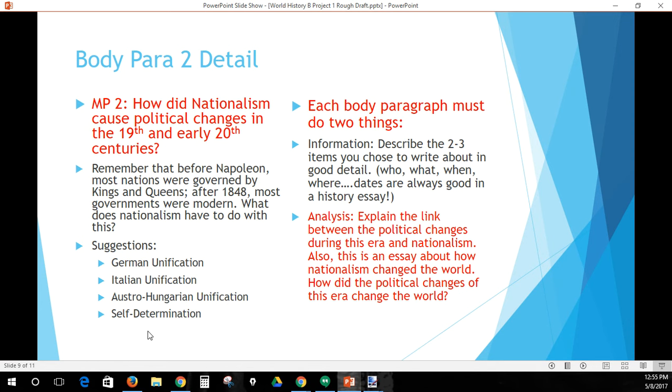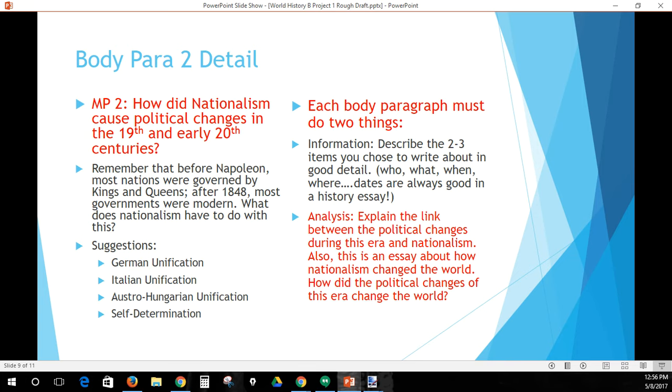Just like the body paragraph before, 2 things. Provide information about these subjects over here, and then second, provide analysis. What was the link between nationalism and all of these things? For example, Germany was a whole bunch of itty-bitty countries, and Napoleon came along and he whooped them pretty easy because they were all these itty-bitty countries that weren't allied. After Napoleon, everybody says, you know what, we're tired of this. We want to be one united Germany. Well, what role did nationalism play? They got tired of being whooped in wars. They wanted to be the one that was doing the whooping.